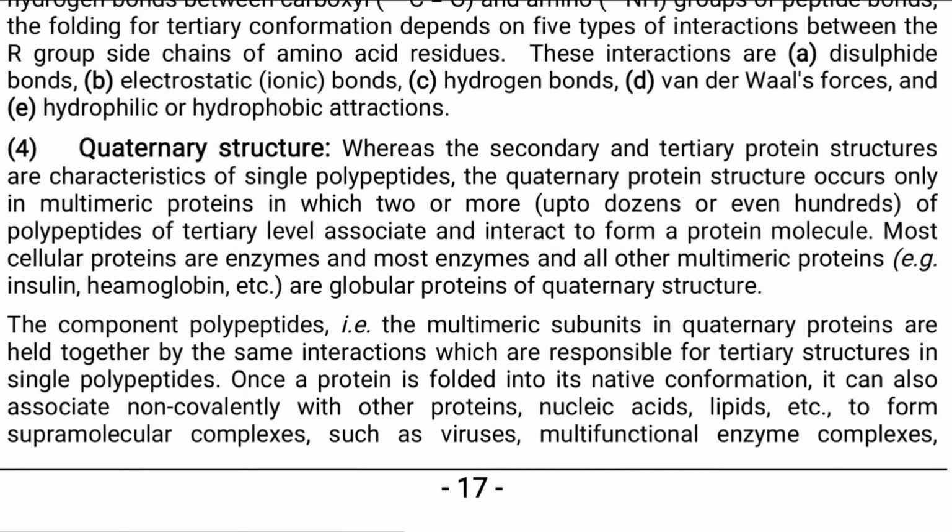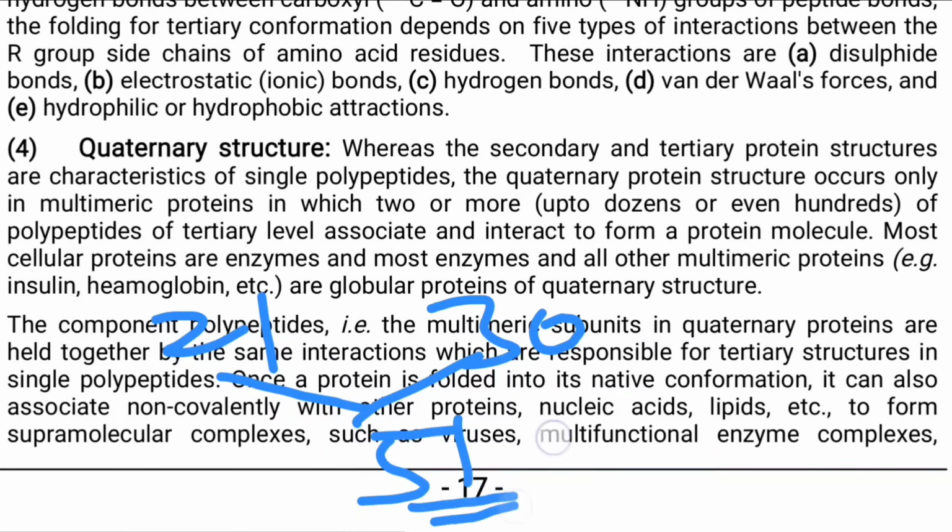Most cellular proteins are enzymes, and most enzymes and other proteins are quaternary in structure. The examples I should give you are insulin and hemoglobin. Insulin is made up of two different polypeptides. One of them is 21 amino acids long, and the other is 30 amino acids long. If you join them, it becomes a 51 amino acid long chain. So insulin has 51 amino acids.